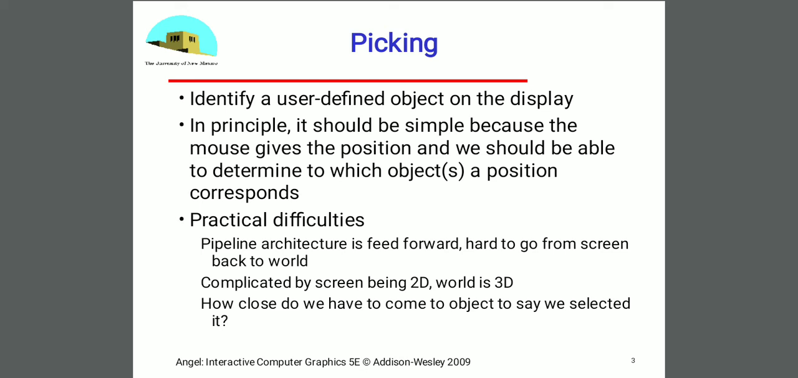It is hard to go from screen back to world, screen coordinate to world coordinate. It is complicated by the screen being 2D, while the world is 3D. See the last one. How close do we have to come to the object to say we selected it? See, in your iPad, suppose you are touching one area. How will the iPad program exactly identify you have touched this object? How? We'll see in the next slides.